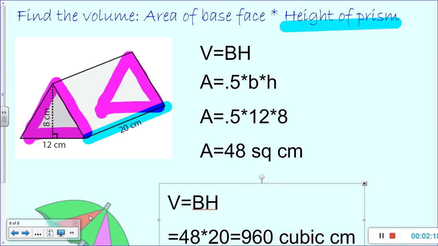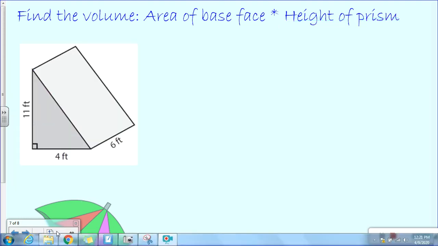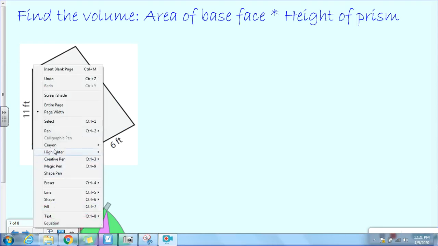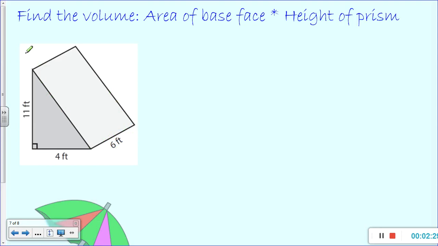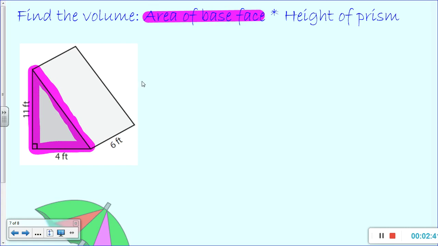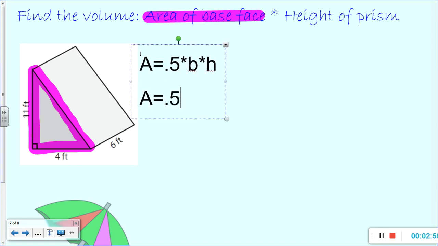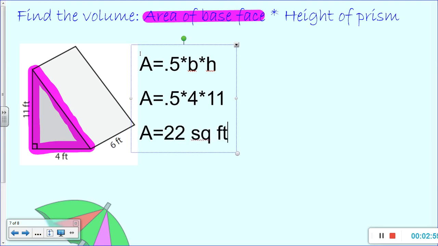We're going to go through one more triangular prism problem here. So again, I have another triangular prism. Looks similar, slightly different. This one is a right triangle, but it's still a triangular prism. So again, I need to focus in on that base shape to figure out the area for the base shape. Because it's a triangle, I've got the 1/2 times the base of the triangle times the height of the triangle. So I'm using the 4 and the 11. Well, half of 4 is 2. 2 times 11 is going to be 22, and that's my square feet.